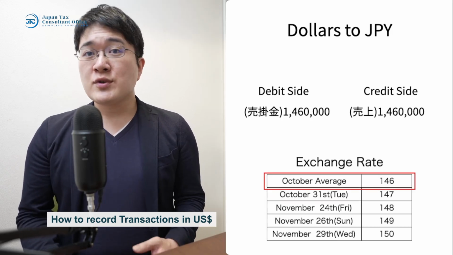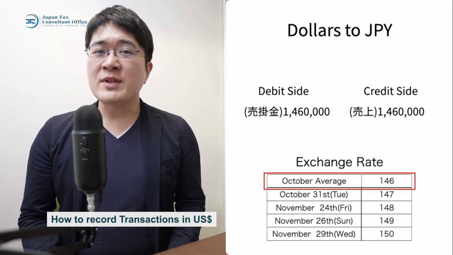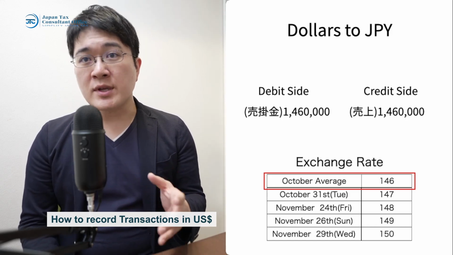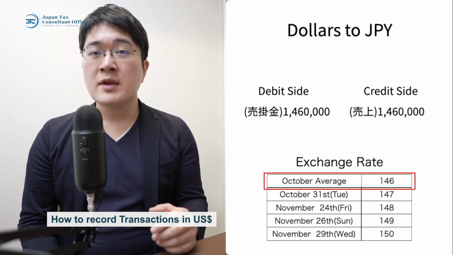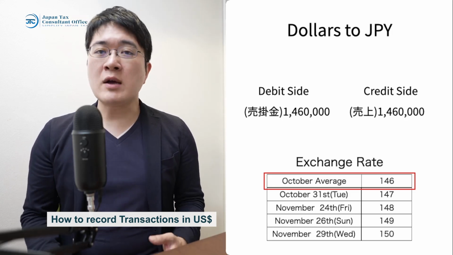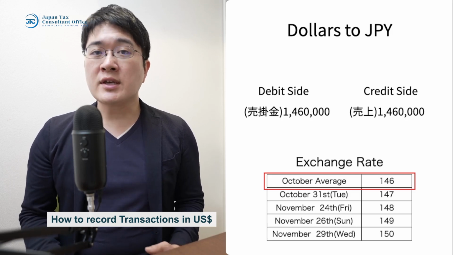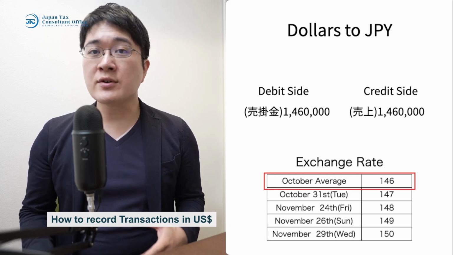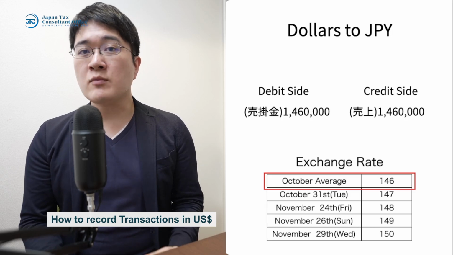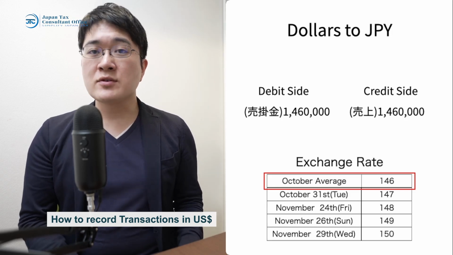Another approach is to use the average of the recent months' or weeks' middle rates. You can use the average intermediate rate from the previous month or week. Suppose you use the October average, it's 146. So, 売掛金146万円、売上146万円. Accounts receivable 1,460,000 yen, sales 1,460,000 yen. I recommend using the end of the month rate as it's easier to view. If you prefer to work with averages, monthly averages are preferable over weekly ones, as banks often provide these.